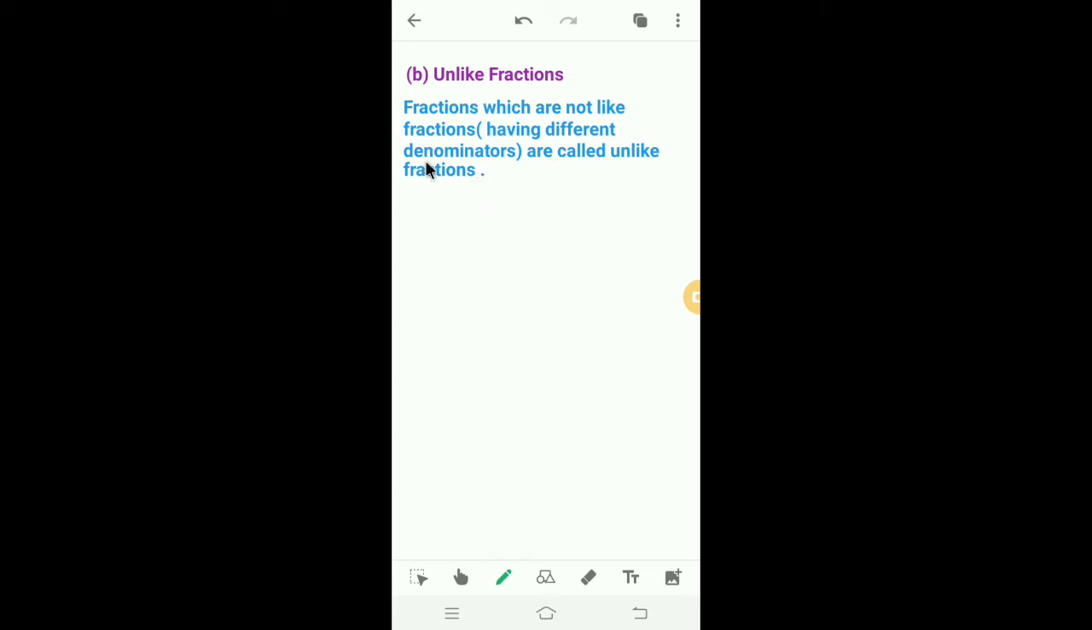For example, 3/5, 8/9, 3/4. In 3/5, here 3 is numerator and 5 is denominator. In 8/9, 8 is numerator and 9 is denominator. In 3/4, 3 is numerator and 4 is denominator.